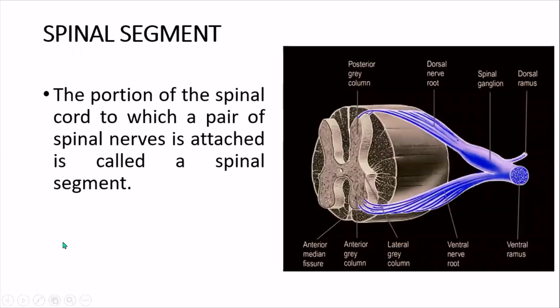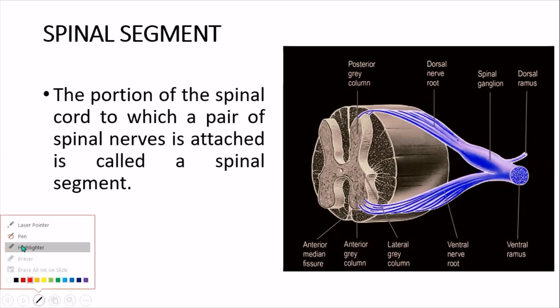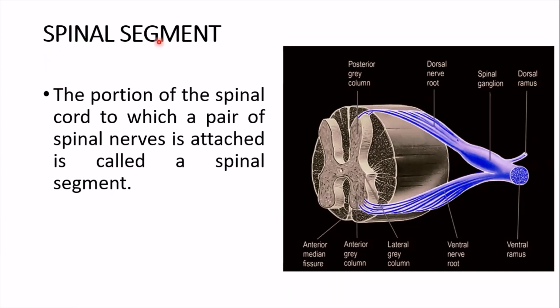So you see what a spinal segment is. The portion of the spinal cord to which a pair of spinal nerves is attached is called the spinal segment. You see this picture, and this is the H-shaped central gray matter, and this is the peripheral white matter of the spinal cord, and this is one spinal nerve of the pair.